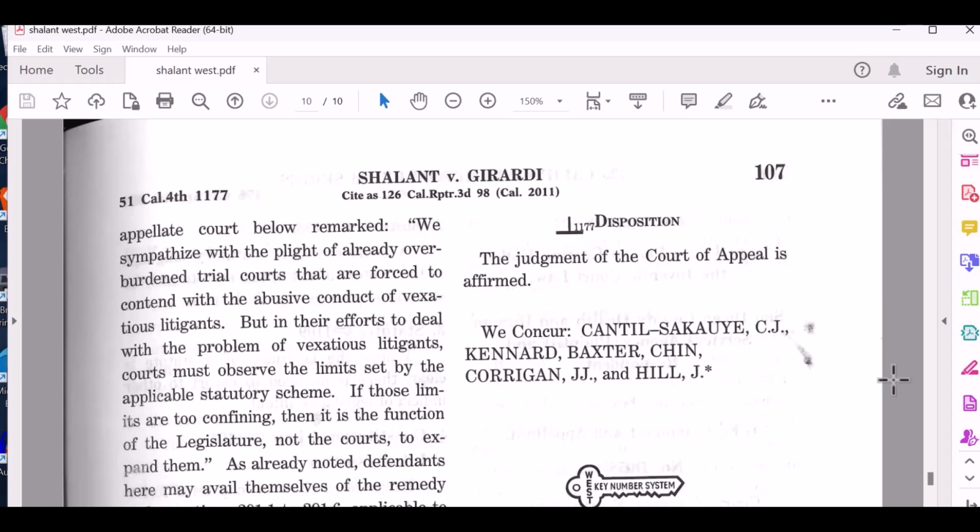Now, in the next video, I'm going to show you the same case in the official reporter. There's a lot less to it, so it'll go a lot faster.